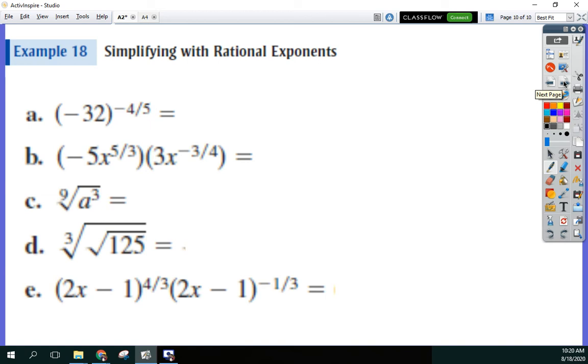So on our first example, we have negative 32 to the negative 4/5 power. So we do have a negative, and that's okay. There are two different ways that we can approach this. So the first would be if we just wanted to rewrite it in radical form, we could, but we've looked at some things like that, so we're going to go ahead and maybe look at it a different way. So I want to make a factor tree for 32.